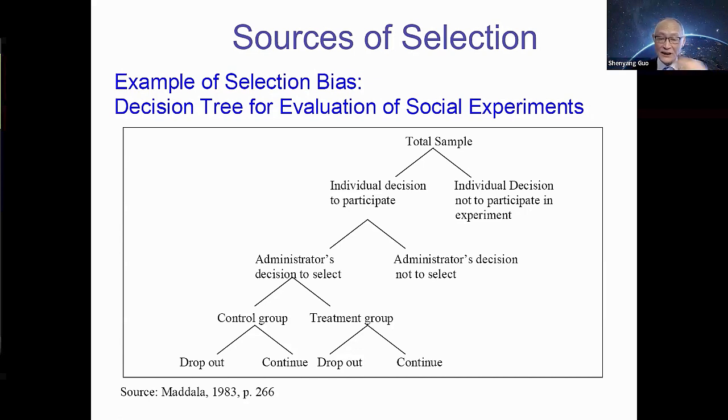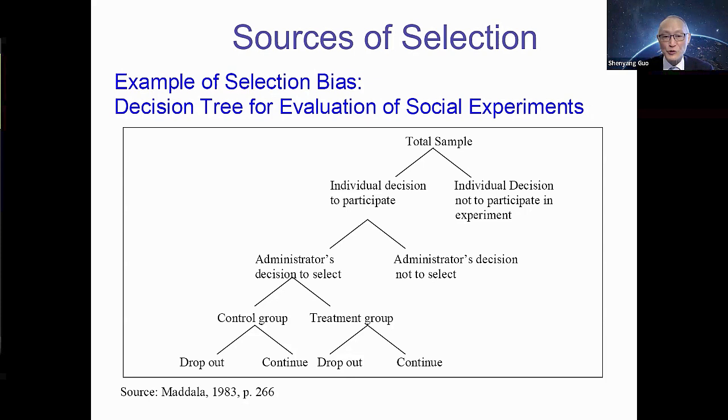Okay, the participants must meet criteria for admission. And then for those who met the administrators' decision for selection, we divided the total group into two, control group and the treatment group. Okay, and finally, in each group, we would have some participants who drop out, attrition.